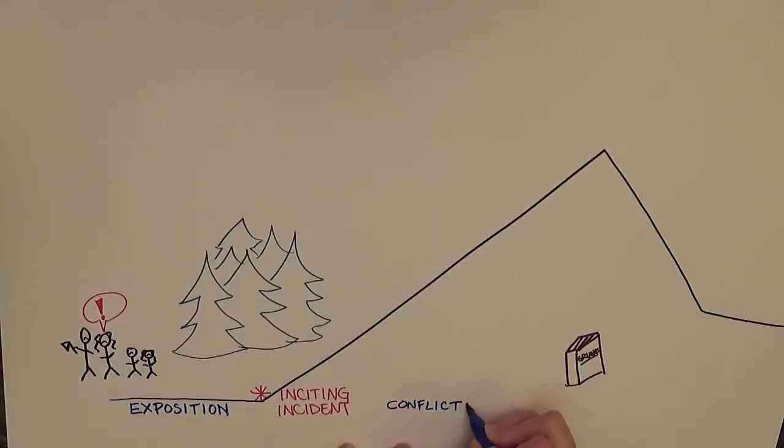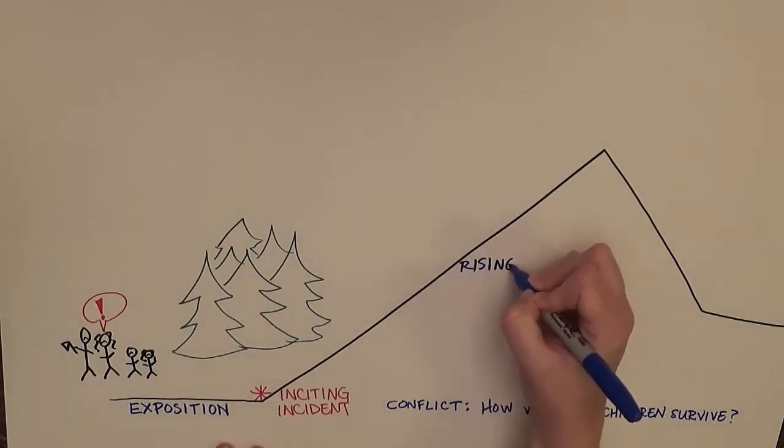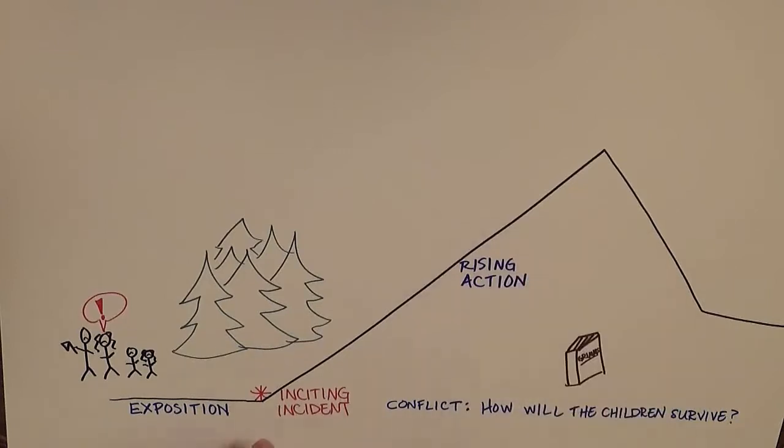So the main conflict, which you can think of as the primary question that has to be resolved in the story, is how are the children going to survive? This leads to the rising action, which builds tension through a series of smaller conflicts and resolutions.